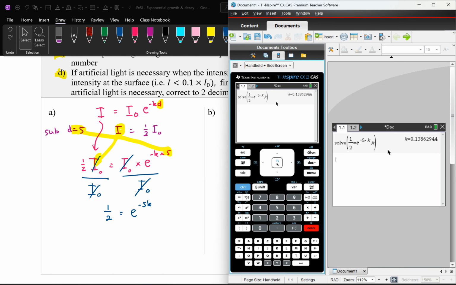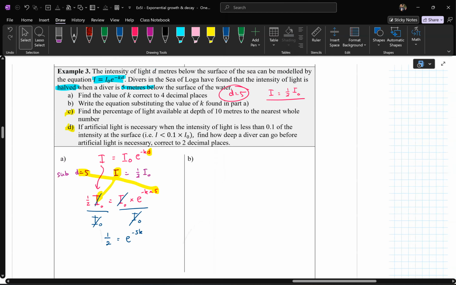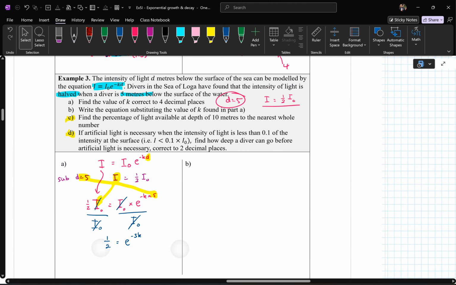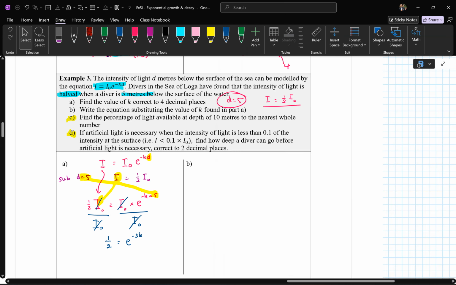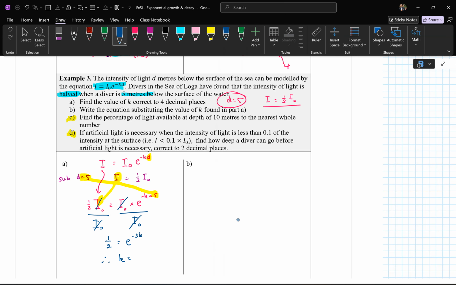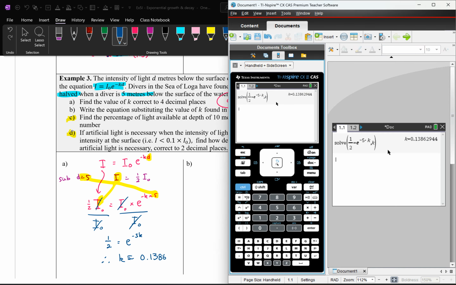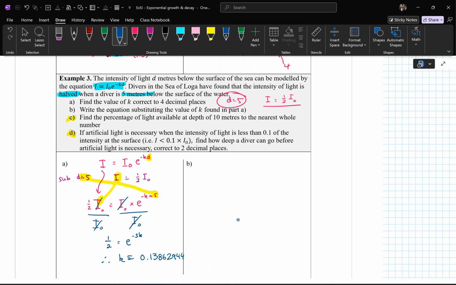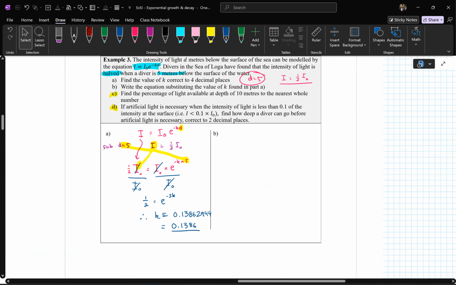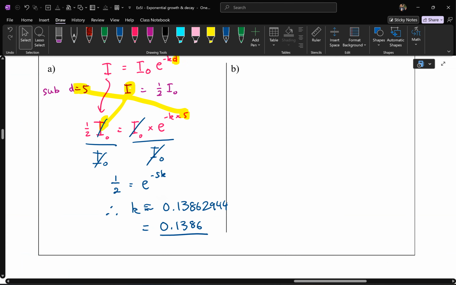And you should get 0.138629294, but it says correct to 4 decimal places. So just from this step, k is approximately equal to 0.13862944, but we're rounding it off to 4 decimal places, so it should be 0.1386. Hands up if you got K correct. Oh, good start.